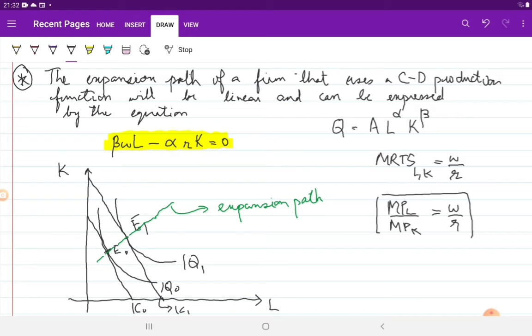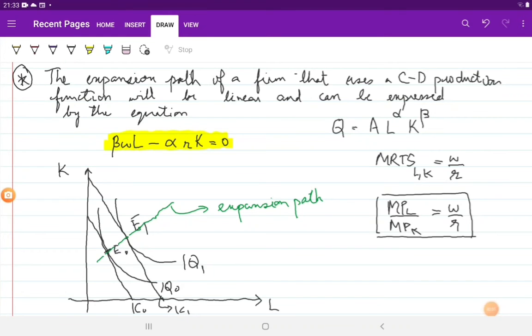Now we know that this equilibrium condition will be satisfied at every point on the expansion path, as the expansion path traces through all possible least cost combinations of output. So we start the derivation of the expansion path equation from this equilibrium condition. This is the first order equilibrium condition of finding the least cost combination for producing any given level of output.